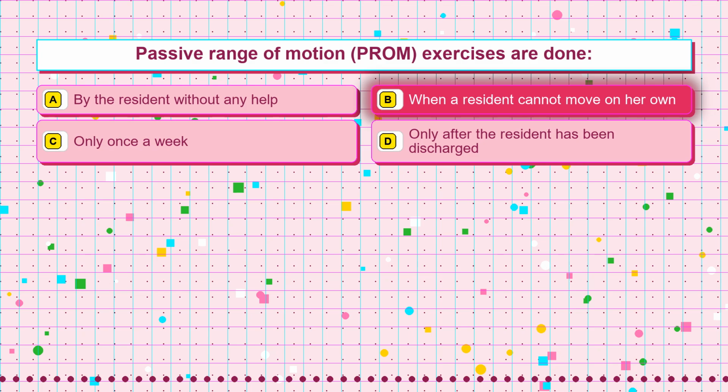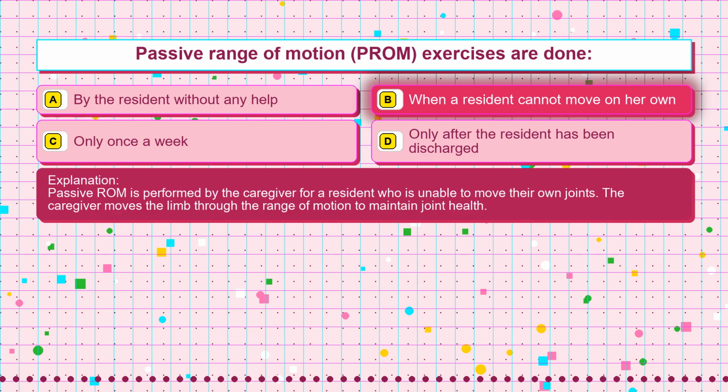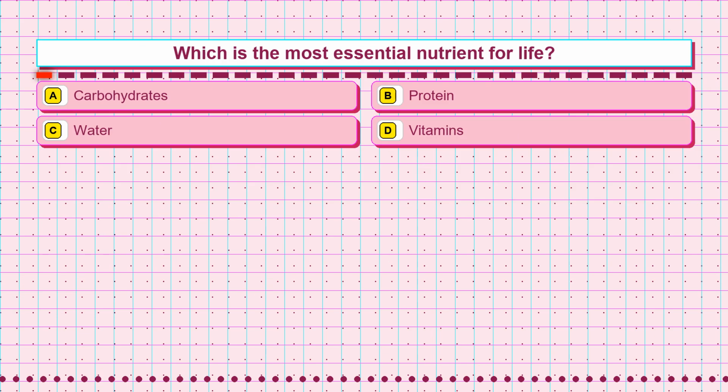The correct answer is option B. When a resident cannot move on her own. Passive ROM is performed by the caregiver for a resident who is unable to move their own joints. The caregiver moves the limb through the range of motion to maintain joint health. Question 33. Which is the most essential nutrient for life?